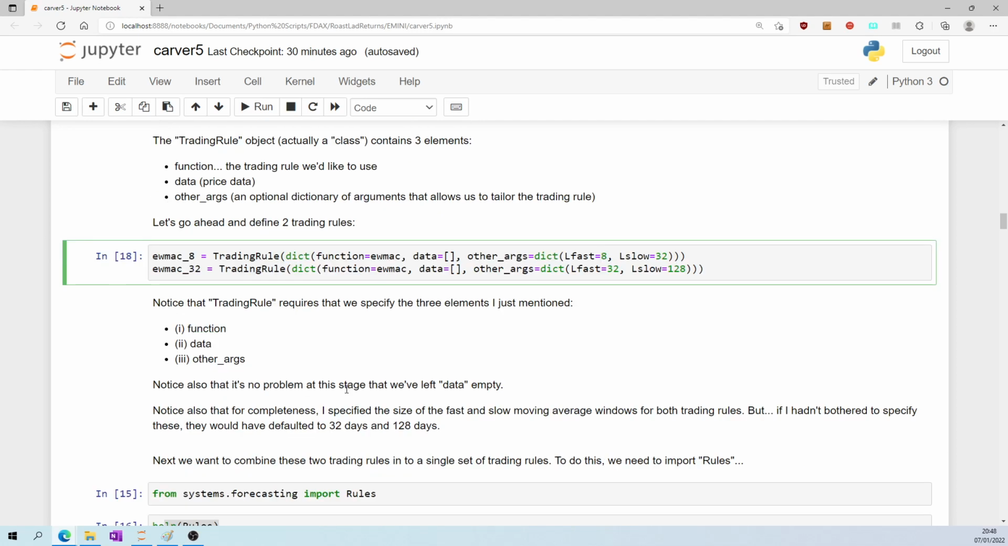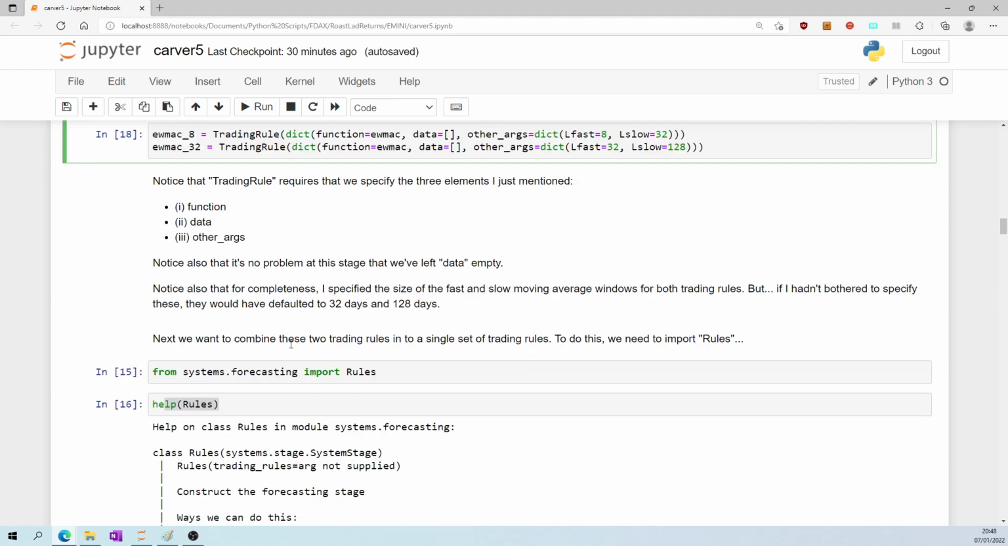Notice it's not a problem at this stage that we've left data empty. Notice also that for completeness I did specify the fast and the slow moving average look back windows for both trading rules, but if I hadn't bothered, then they would have defaulted to 32 days and 128 days, because as we saw, this function has that as the default setting.